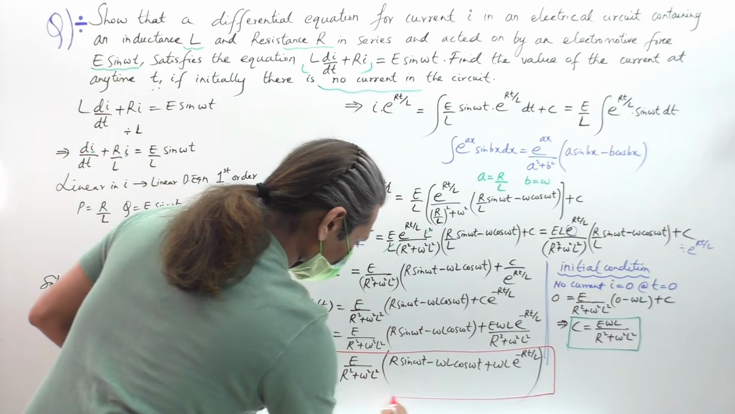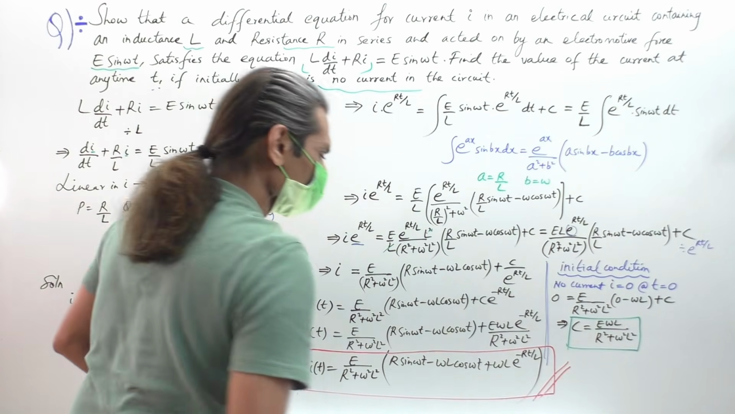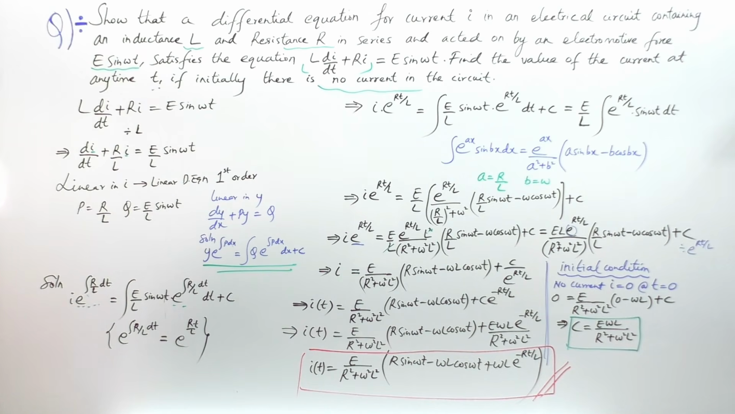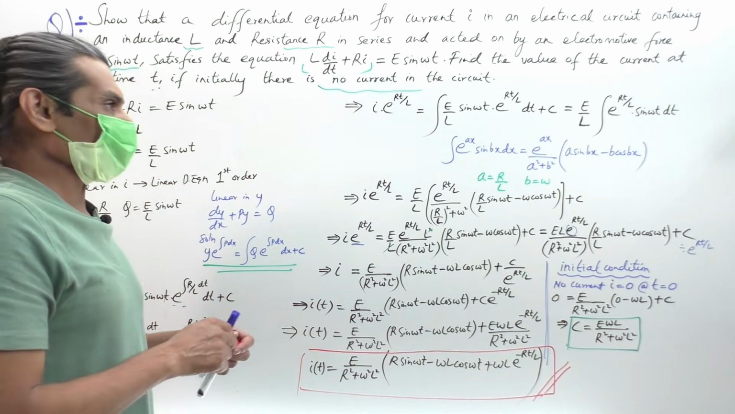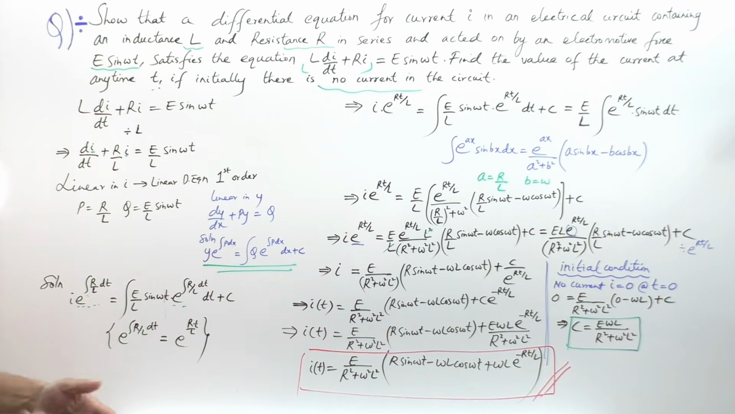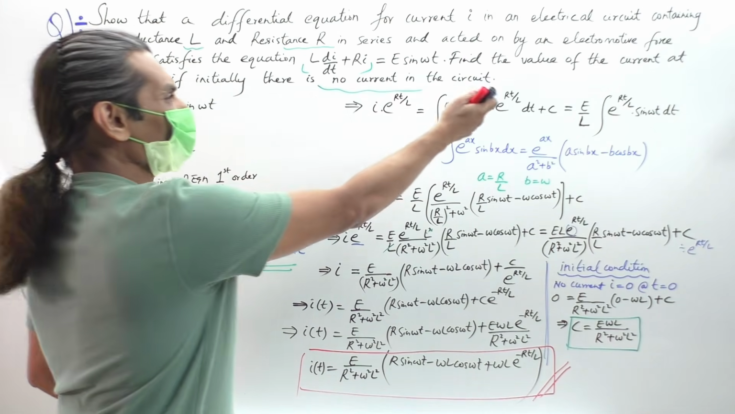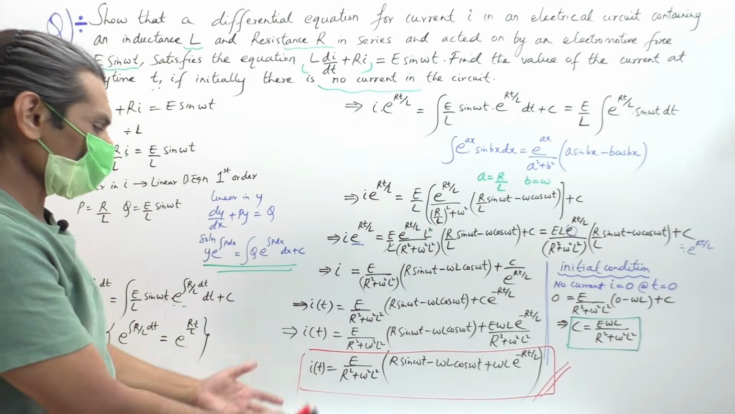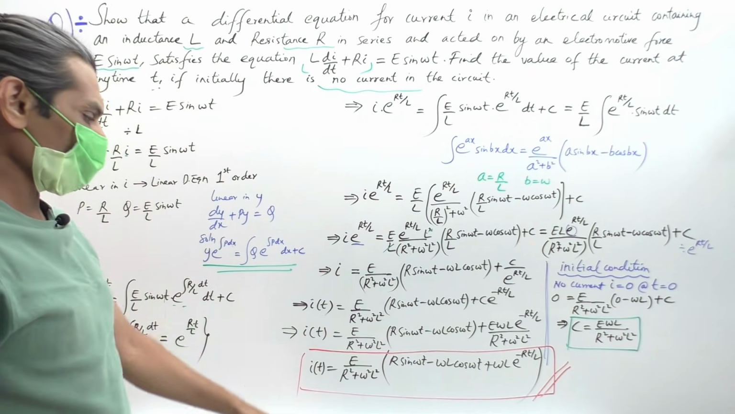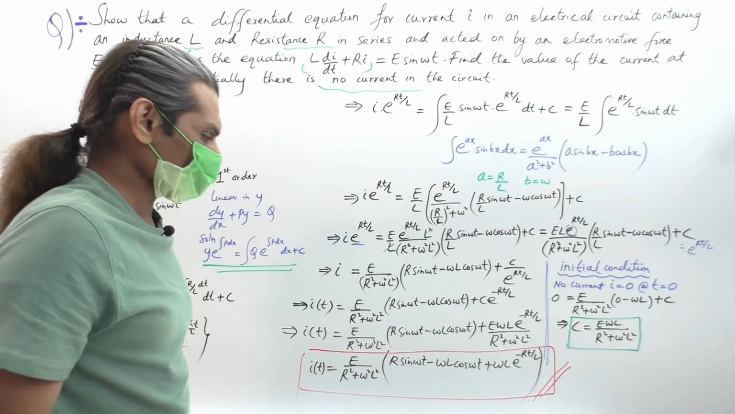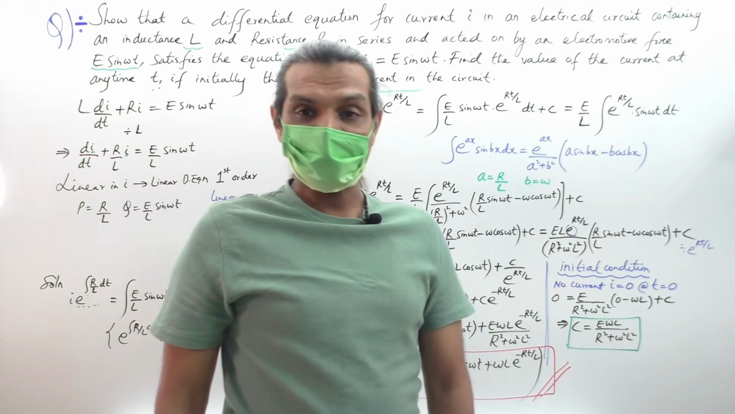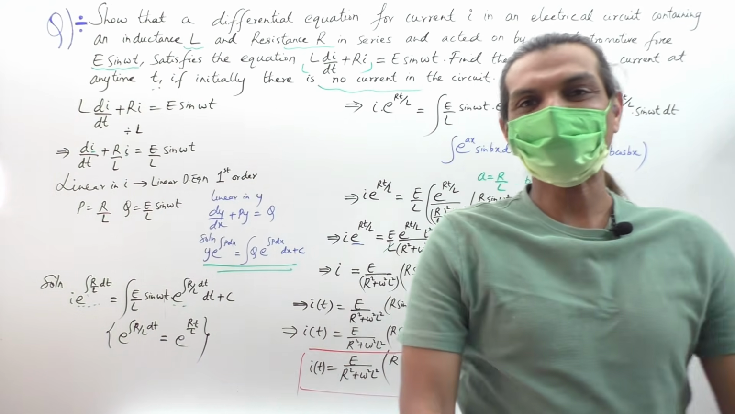So by obtaining the final value of the constant C, because they give the initial condition at t is equal to 0, and putting it in the solution we obtained, we get the final equation for I of t. And that's what they are asking us to find in the problem. So we have found the value of I of t, that's the current, is equal to E by R square plus omega square L square into R sin omega t minus omega L cos omega t plus omega L e raised to minus Rt by L. That's the final solution for the current.